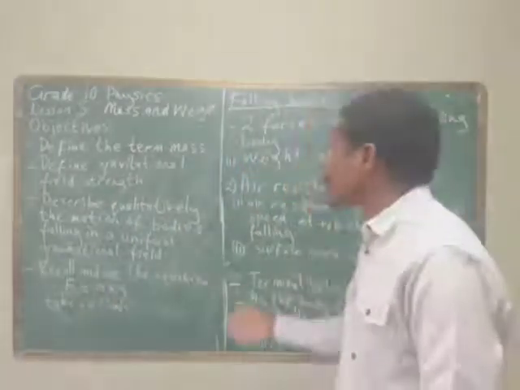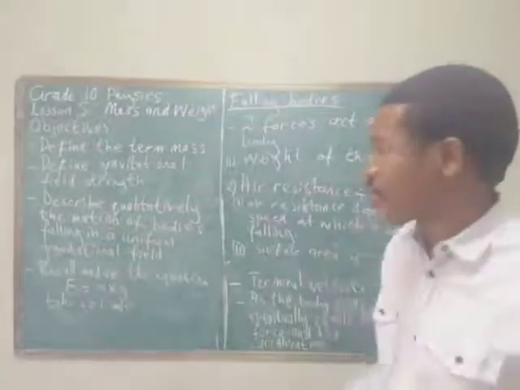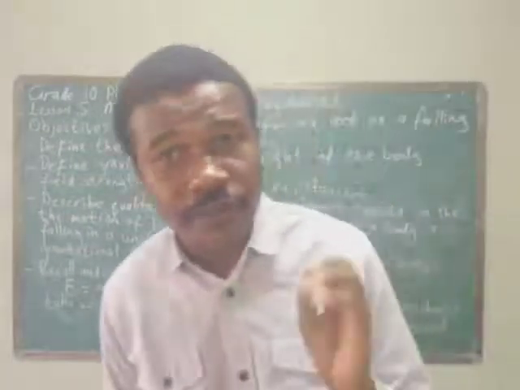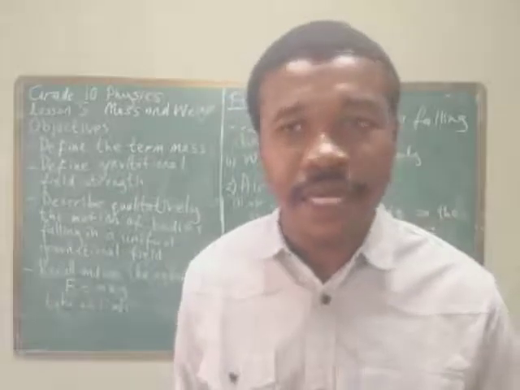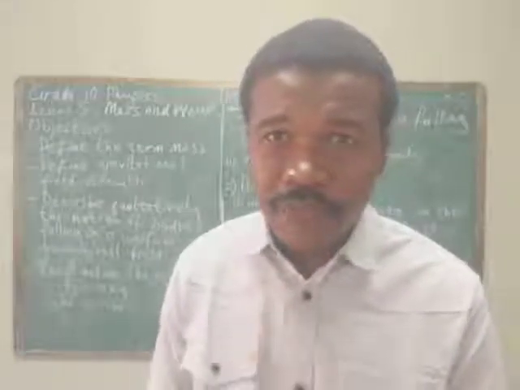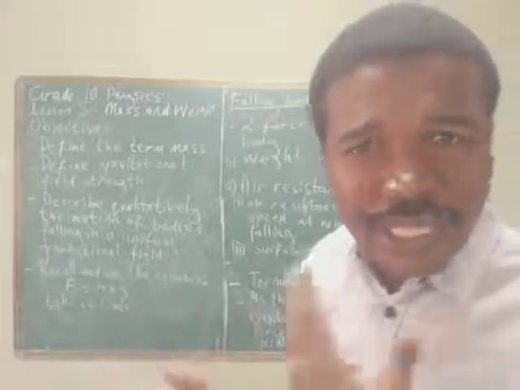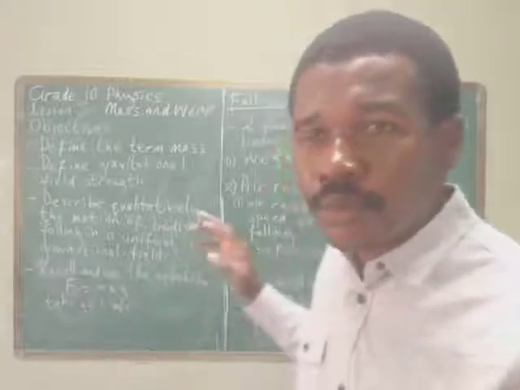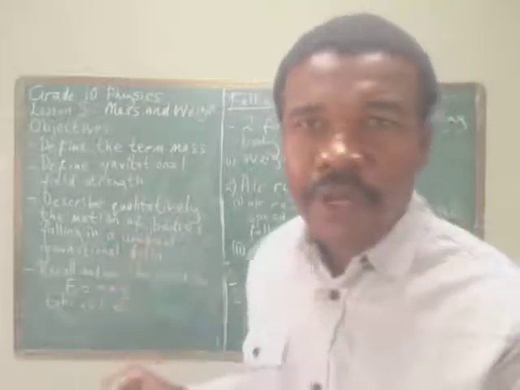Cool. Okay, so we have looked at lesson 5, mass and weight. We are able to define mass. We know what a gravitational field strength is now. If you still don't know, just play the video again. Falling bodies, the concept of terminal velocity, very simple, by the time we got to it, we found that it's actually very simple. Okay, so please watch the video again and read the PDF.